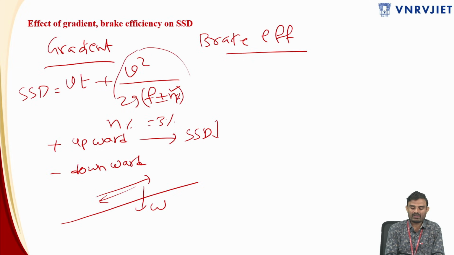An upward gradient will have somewhat lesser stopping sight distance when compared to that of the level road, and a downward gradient is going to have somewhat higher stopping sight distance when compared to that of the level road. So this is the effect of gradient.